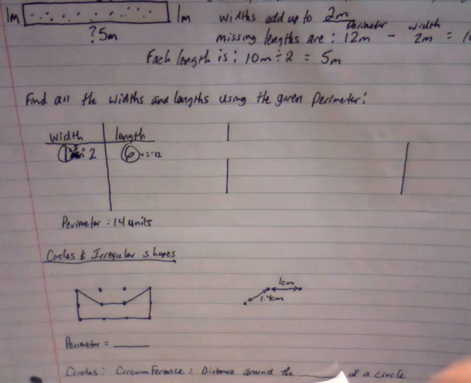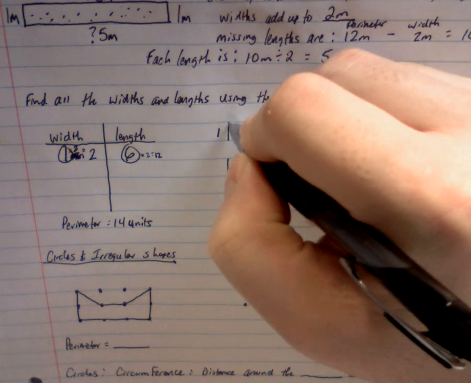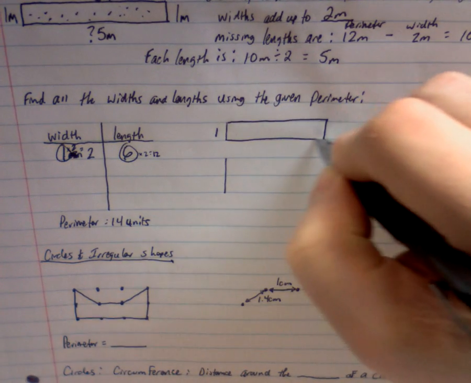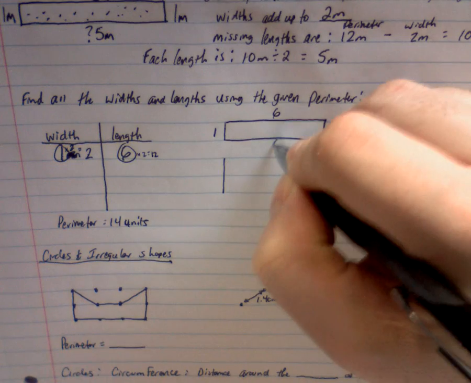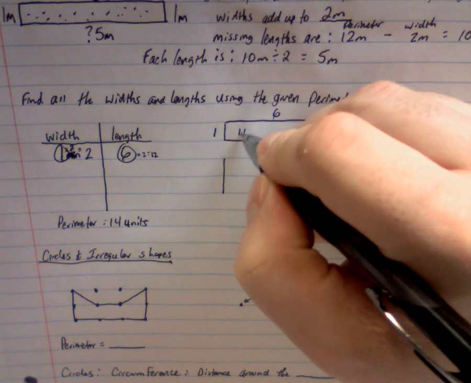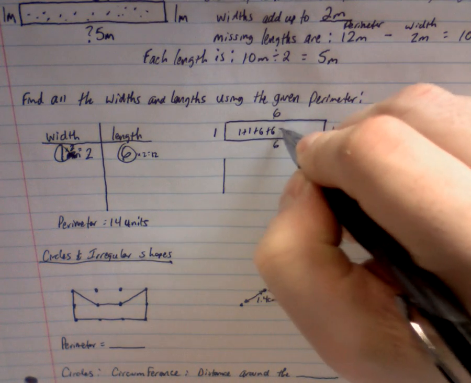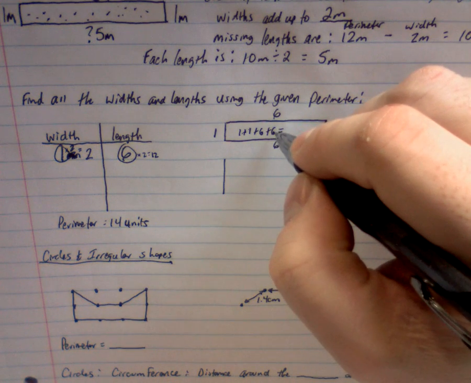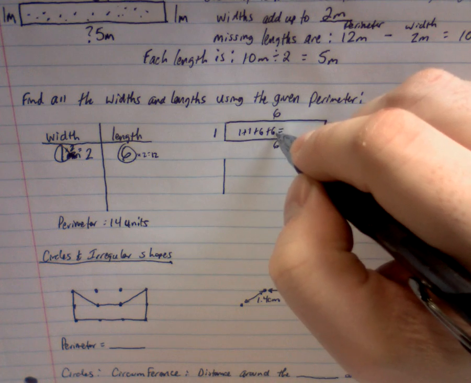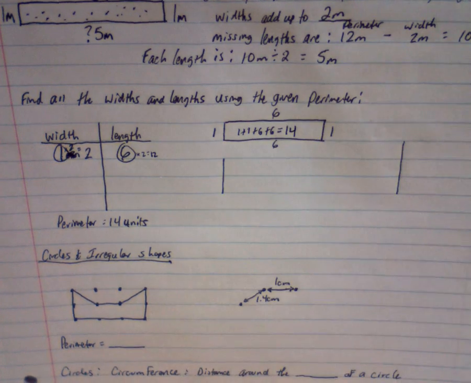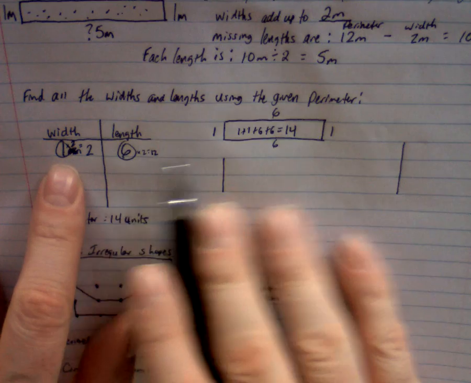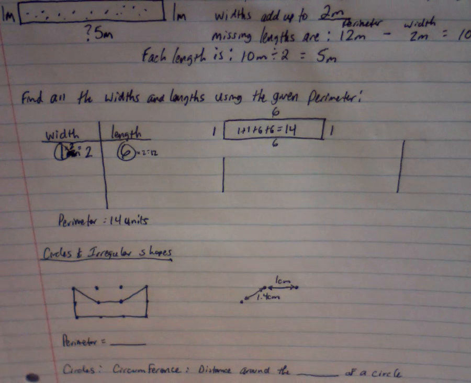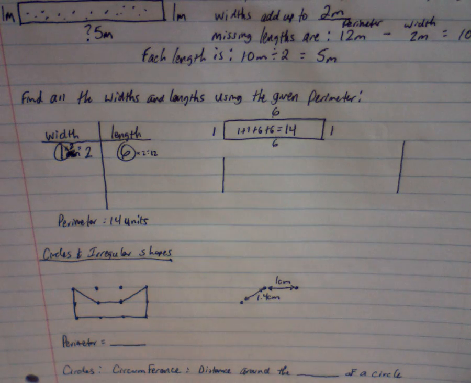So I know that each length, if I do it like this, 1, there's my length. If I add that all up, 1 plus 1 plus 6 plus 6: 1, 2, 2 plus 6 is 8, 9, 10, 11, 12, 13, 14. So when my width is 1, my length is 6, I end up with 14. Okay? Are there any other ones that we can use?